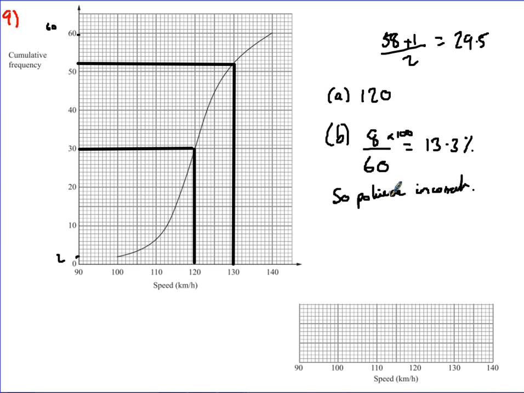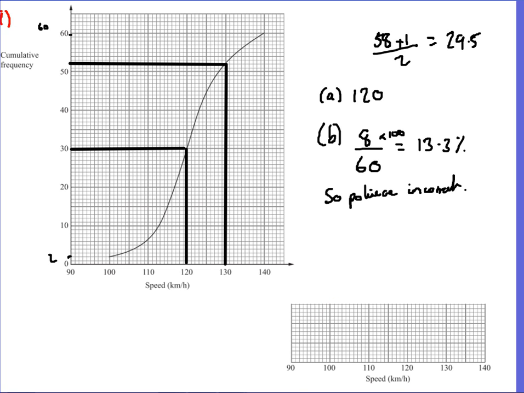Then we're asked for these 60 cars, the minimum speed was 97 and the maximum speed was 138. Use a cumulative frequency graph and information to draw a box plot. So I'm going to try and draw this with straight lines this time. There's our 97 point. The maximum then is 138. So we've got those 2 points drawn on. The median we've worked out already, which is 120. So that's nice and straightforward.